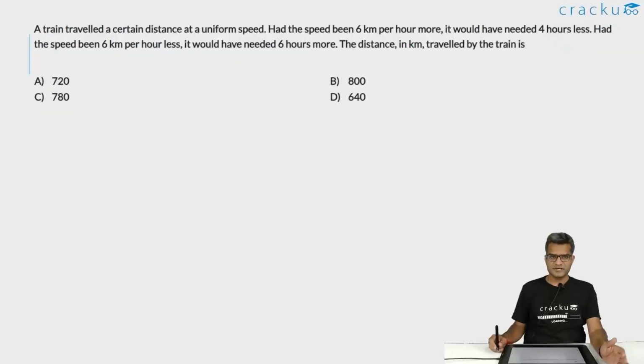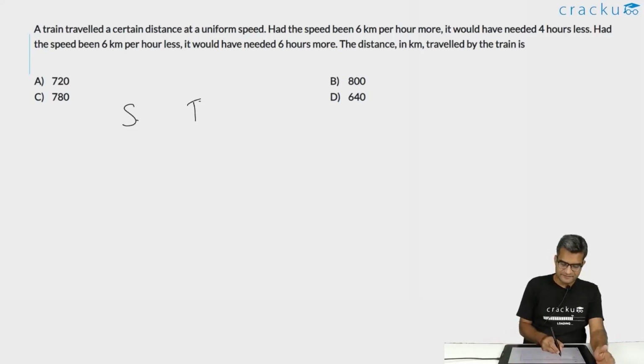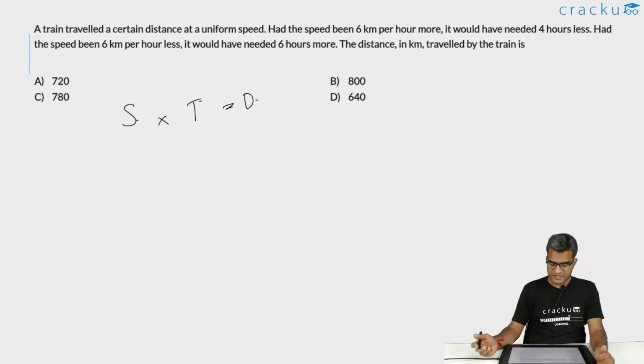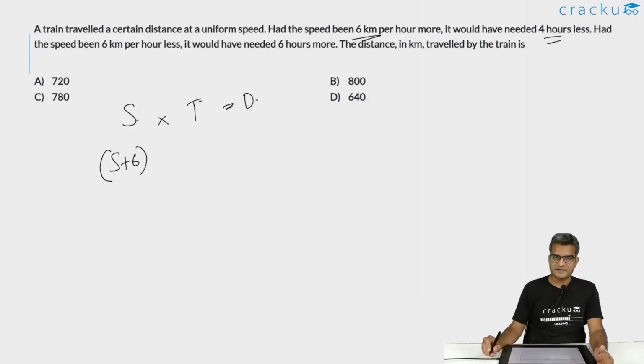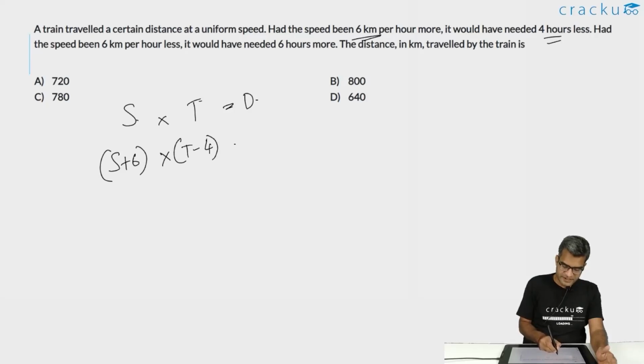In this question, we are told that there is a train which is traveling a certain distance at uniform speed. Let us assume that the speed is s and the time that it travels is t. So the distance that it travels is speed into time, which is equal to d. What we are told is that if the speed is 6 kilometers per hour more, it would be s plus 6. It would have needed 4 hours lesser. So s plus 6 into t minus 4 is equal to the distance, which is s into t.